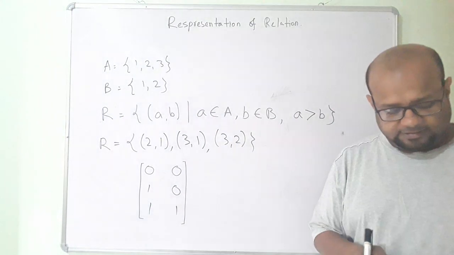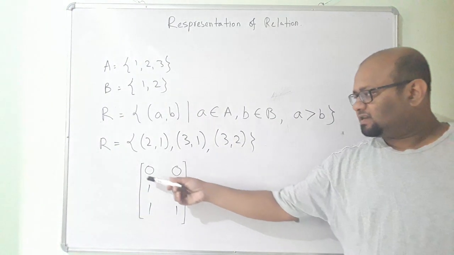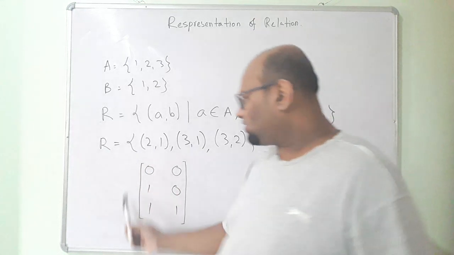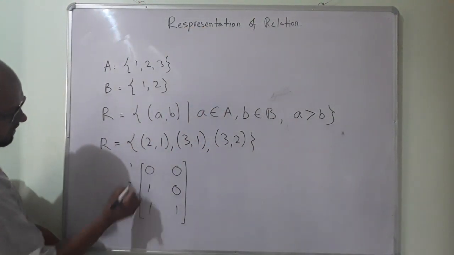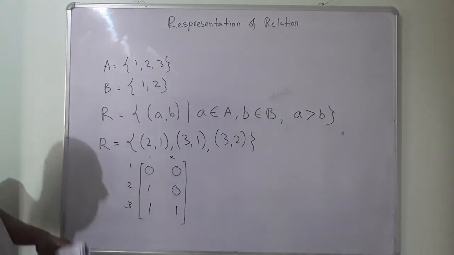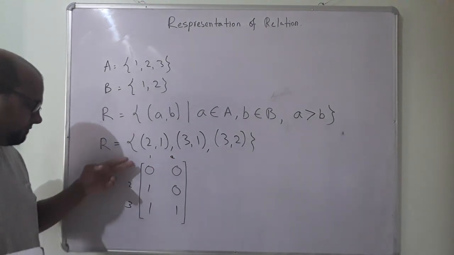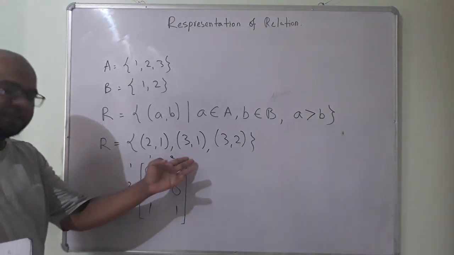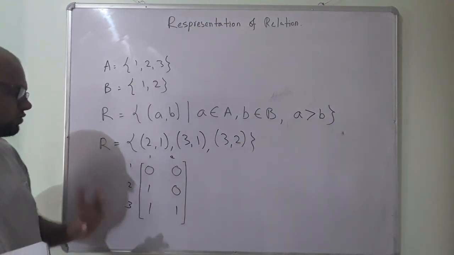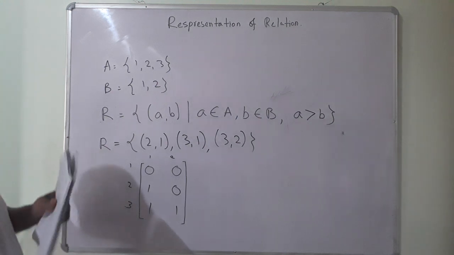Right. So this is 1, 2, 3. Set A is over here. We don't need to write this, I am just showing you. So set A, this 1, 2, 3, is over here. Set B is along these columns, 1, 2. And this is the matrix representation.